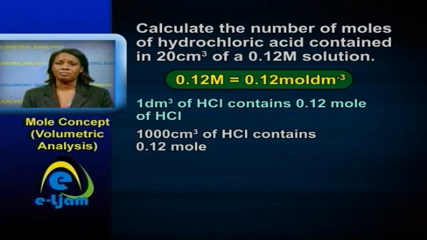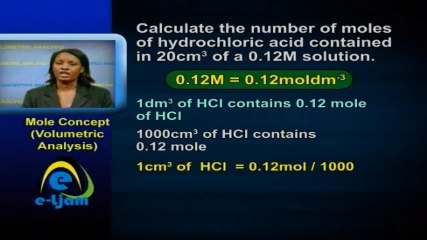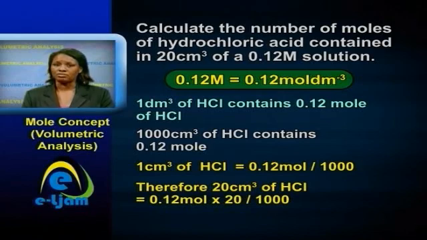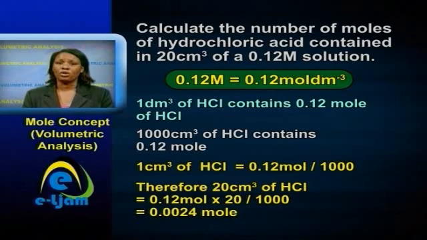Relation: calculate by simple proportion the number of moles of hydrochloric acid in 20 cm³ of solution. The number of moles of hydrochloric acid in 1 cm³ of solution equals 0.12 mole divided by 1,000. Therefore, the number of moles of hydrochloric acid in 20 cm³ of solution equals 0.12 mole times 20 divided by 1,000. This is equal to 0.0024 moles.